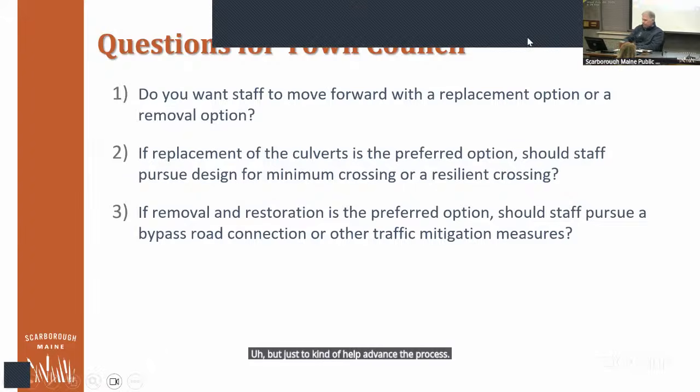I had a couple of quick questions. When we raise Route 1 with the DOT, will Milliken Road still be accessible off of Route 1?